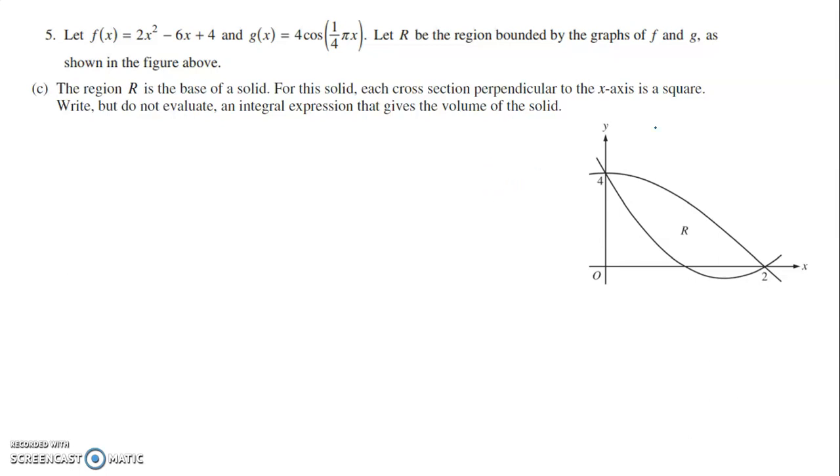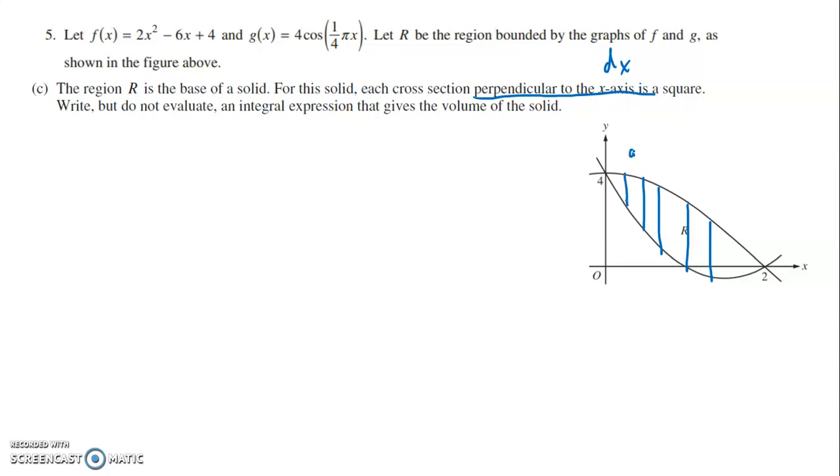All right, same picture we've been doing for the rest of the live teach on this unit. The region R is the base of a solid. For this solid, each cross-section perpendicular to the x-axis is a square. But do not evaluate an integral expression that gives the volume of the solid. Each cross-section is perpendicular to the x-axis, which tells me that we are going to be doing this problem with respect to x. So this is a dx problem. I don't have to worry about the sideways method or anything like that.